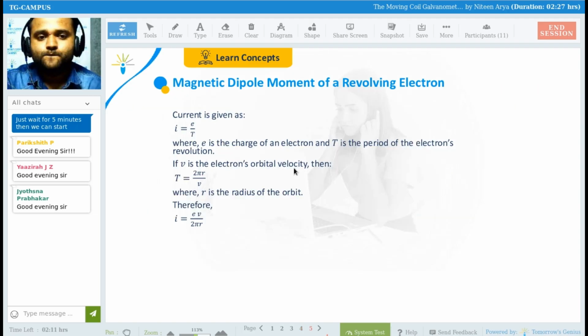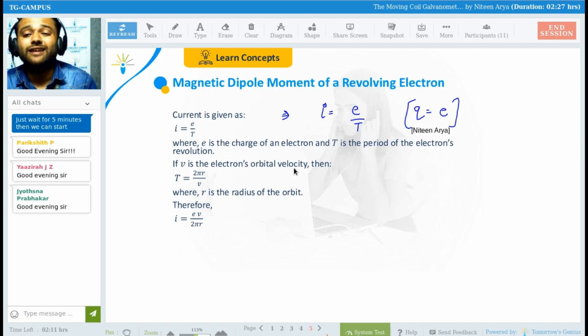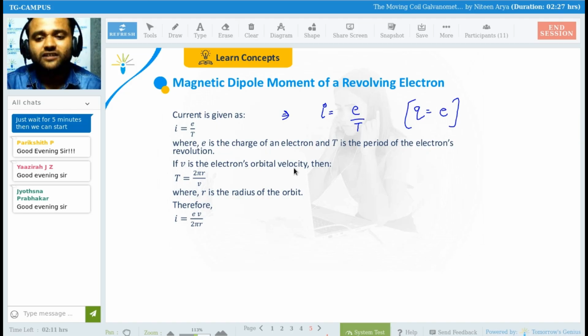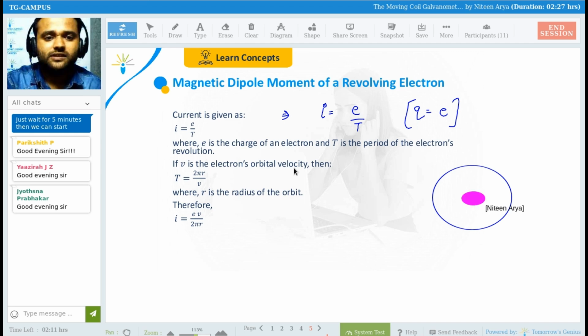So simply, as we know, the current definition, I equals charge by T. Here we have the charge of an electron, Q equals electronic charge, because we talk about the electron here. And then T we take as the time period, because for this particular kind of spherical shape, this is your radius, this we take as a radius r from the nucleus.